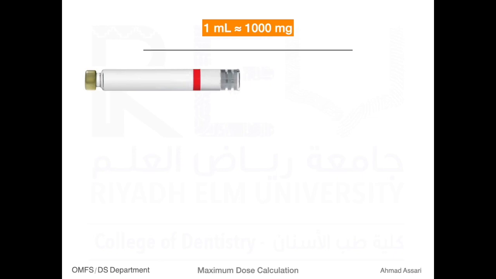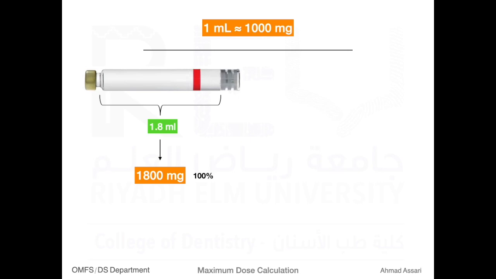The density of local anesthetic agents is almost similar to water, so we can say 1 milliliter of local anesthetic equals 1000 milligrams. Since the dental cartridge we use contains 1.8 milliliters, if the local anesthetic concentration is 100%, it would mean that the cartridge contains 1800 milligrams of local anesthetic.